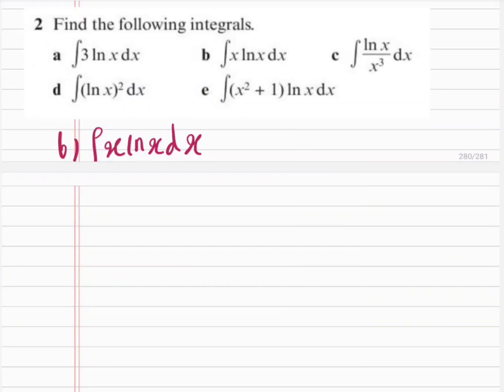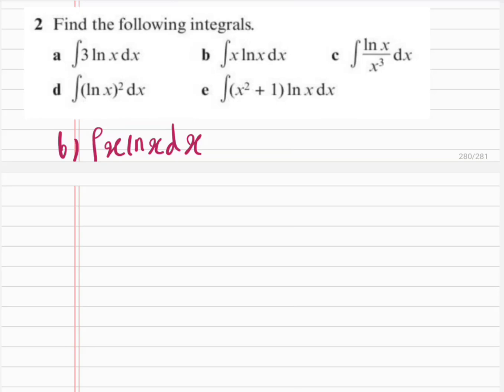Hi everyone, this video is exercise 11 of question 2b. We want to integrate x times ln x dx. Before starting the integration, we know that this is integration by parts because this is the product of two different functions. In this case, we have x and ln x.